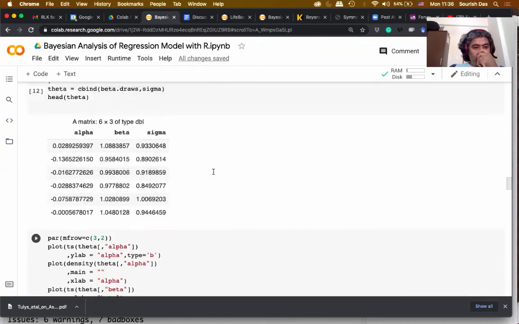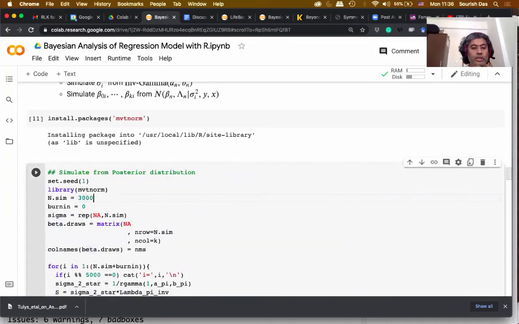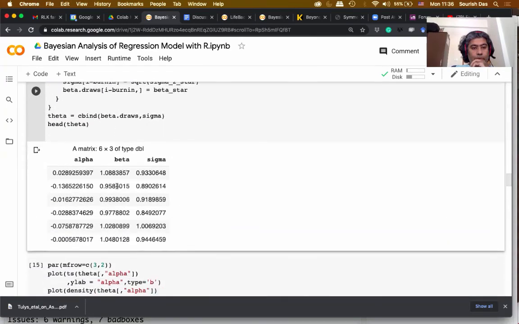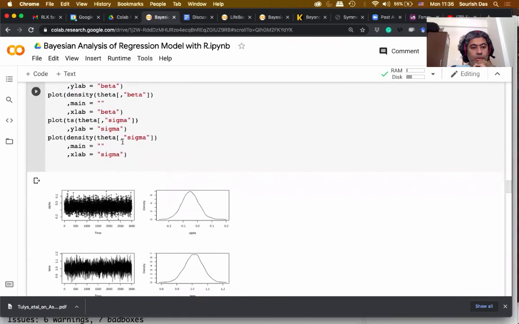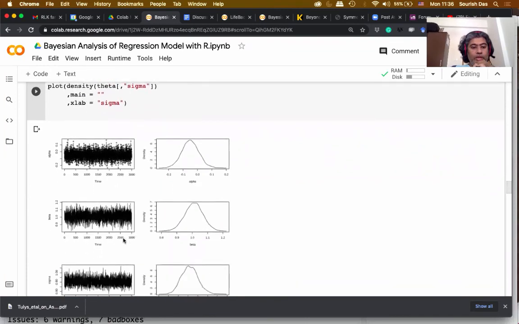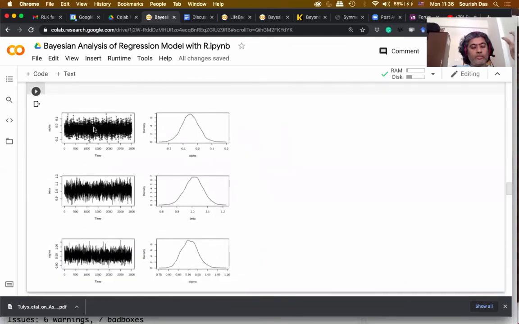Now what I will do is simple. I'm going to increase the simulation size from 30 to 3000. Okay, so it's done, and now I'm going to run the plot also. So this is the plot. You can see the time series plot, and remember that these values are coming directly from the posterior distribution. If the values are coming from the posterior distribution, then the trace plot behaves like this.